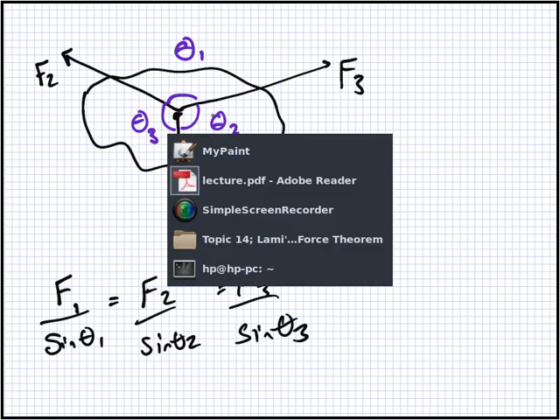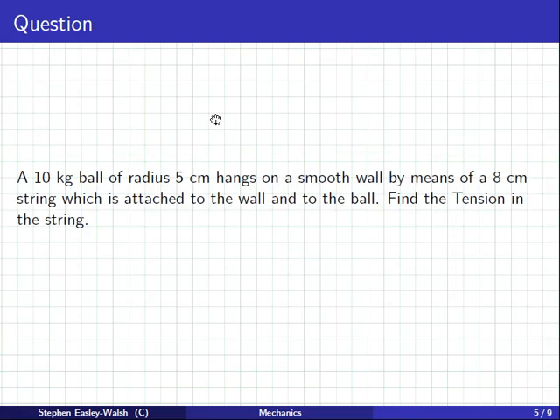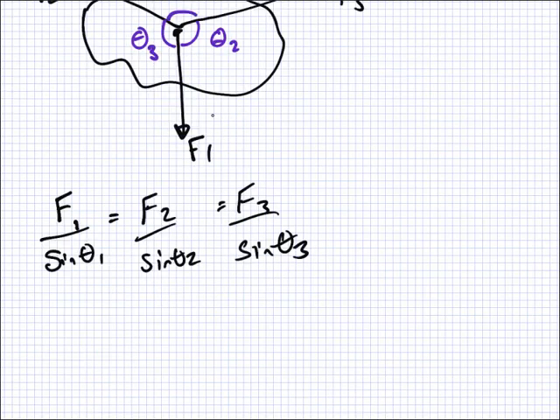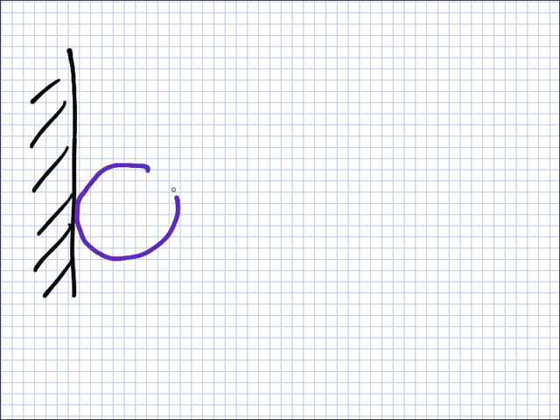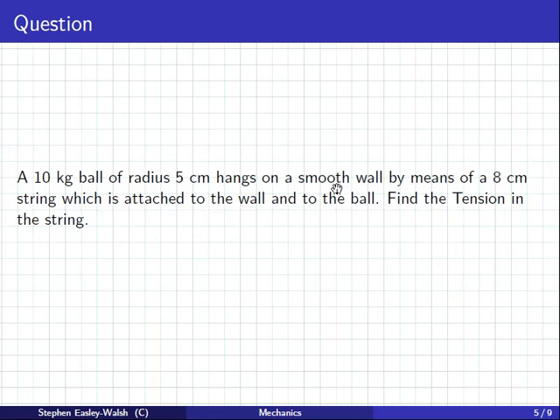Yeah, okay. So, let's have a look at our first example of using Lami's theorem. A 10 kilogram ball of radius 5 centimeters hangs on a smooth wall by means of an 8 centimeter string, which is attached to the wall and the ball. Find the tension in the string. So, let's draw this. We have our wall here. And the ball is hanging on it. And it has a radius of 5 centimeters.